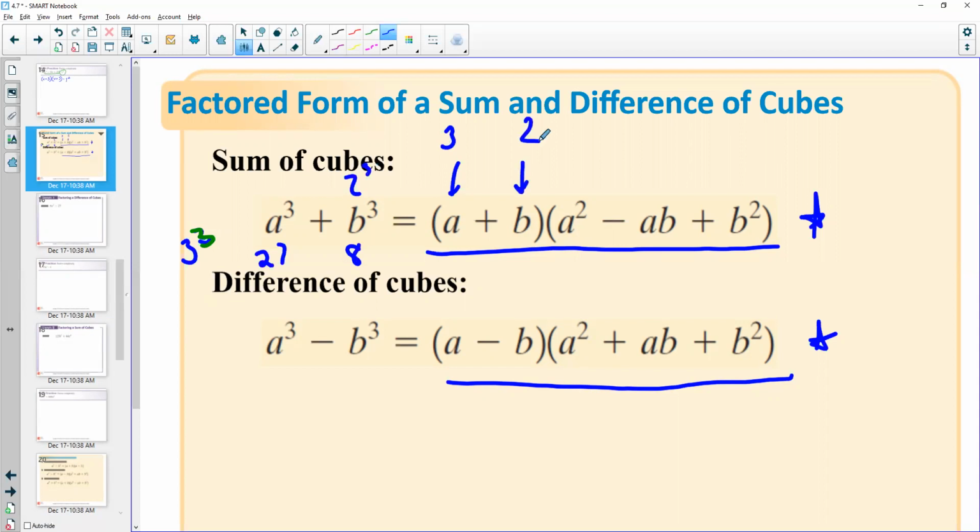Okay. Then I look at the next parenthesis set, the trinomial here. I think about the base number. Okay, for A it's a 3 and I square it. 3 squared is 9.